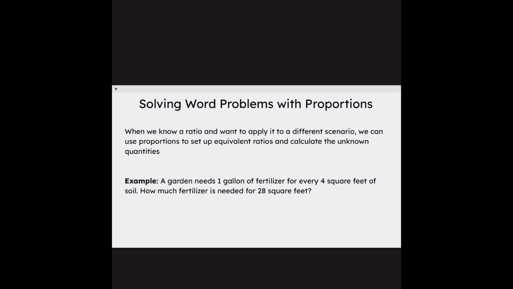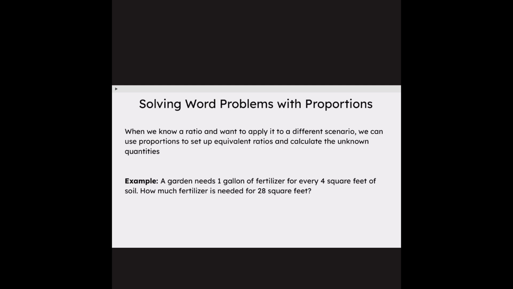Let's look at solving word problems with proportions. So just a recap of proportions: when we know a ratio and we want to apply it to a different scenario, like in the case of the paint where we knew the ratio of red to white paint, which was 2 to 5, but we wanted to apply that to what if we had more red paint, then how much white paint should we use? That's what it means when we're applying it to a different scenario. So when we know a ratio and we want to apply it to a different scenario, we can use proportions to set up equivalent ratios and calculate the unknown quantities.